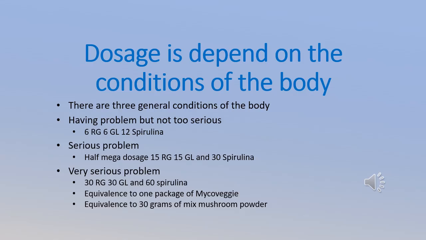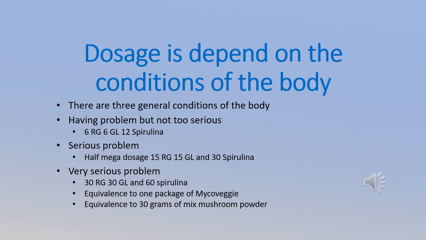So when we treat the body, there are only 3 conditions. First is a general condition. They are having a problem but not too serious. Then normally we take 6 Rg, 6 GL and 12 spirulina. Spirulina is only helping; some people can even skip it, or take just 6 spirulina. The spirulina is not so critical, but Rg and GL are critical. So you take 6 Rg, 6 GL, and 6 to 12 spirulina.